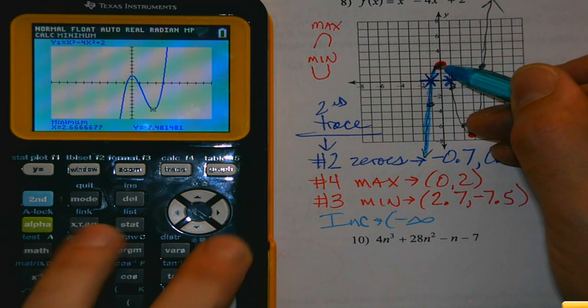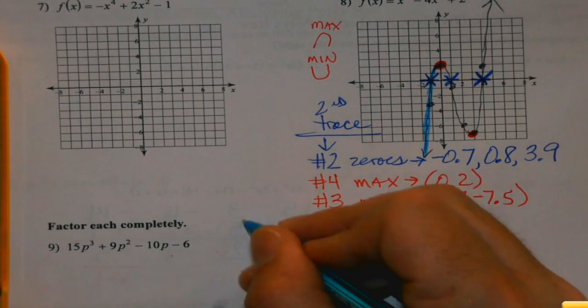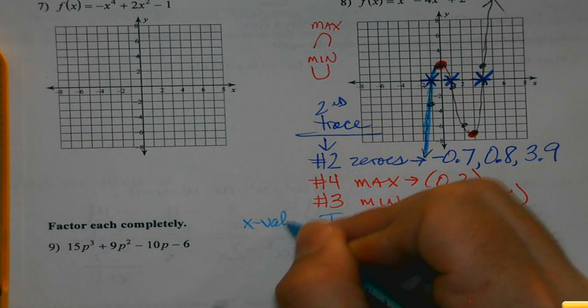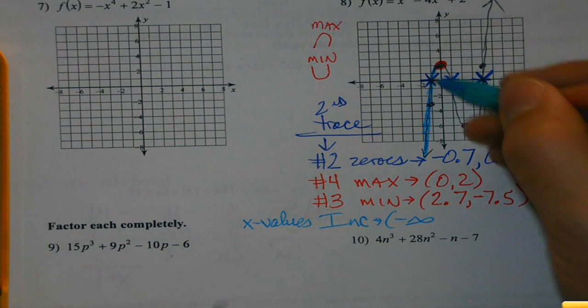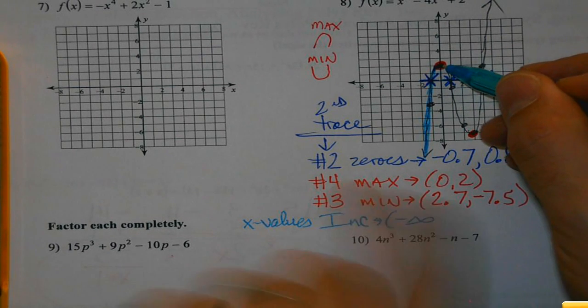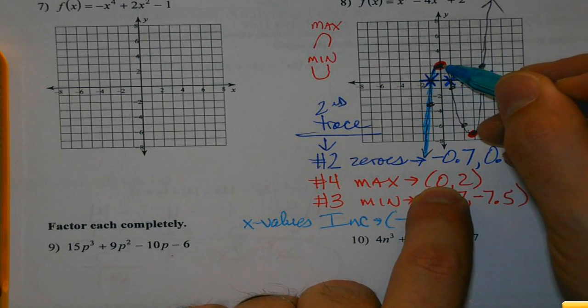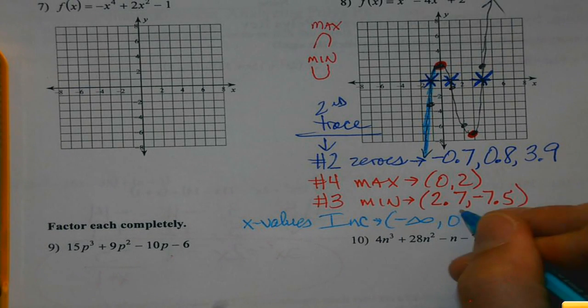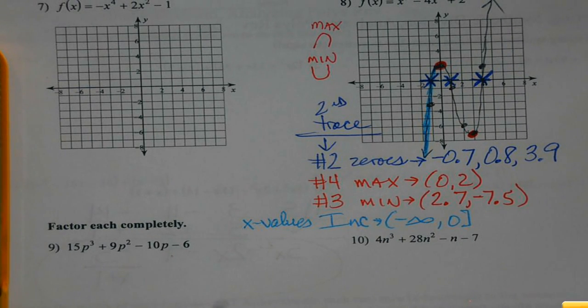When we're looking at increasing and decreasing, we're always looking at the x values. So what's my x value right here? Well, that's where my maximum is at. My x value is at 0. So, from negative infinity to 0, I'm increasing. I'm going up in value.